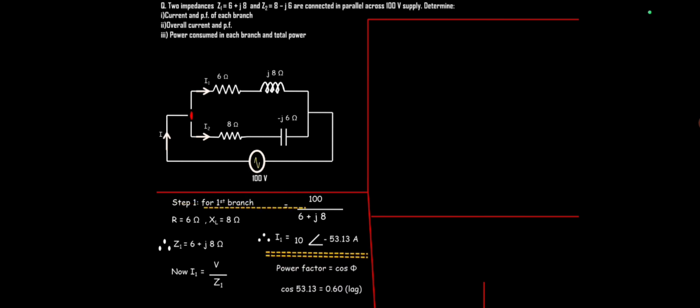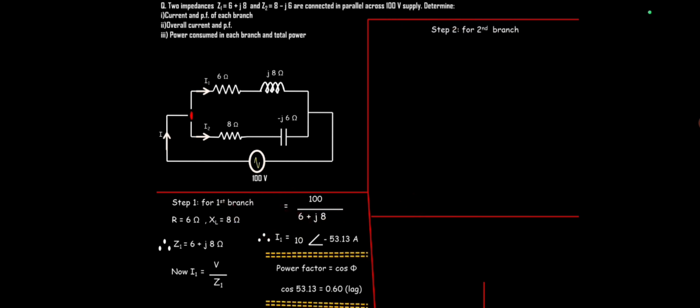So we can have the power factor, that is 0.60. And as the sign of this angle is negative, it means the current is lagging, and as the current is lagging, the power factor is also lagging. So we got the current and power factor for the first branch.